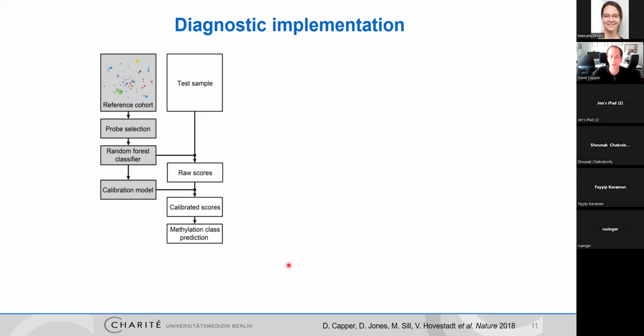What was also introduced already here is a relatively simple algorithm, a random forest classifier, that uses this reference cohort and allows within seconds to analyze whether a test sample belongs to a class within the reference cohort or is unknown. It gives a score of how exact the match is and will then make an automated methylation class prediction. So such an algorithm can be tested.